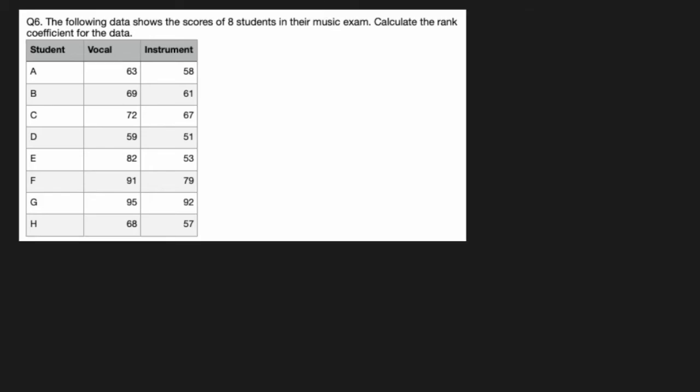Okay, next question. Question number 6. The following data shows the scores of 8 students in their music exam. Calculate Pearson's rank coefficient for the data. So these are the students. These are their scores in vocal and their scores in instrument. So let's give them some rank. Let's label this as X and this as Y. So rank in X. What will that be? So number 1 rank is this. So Rx is 1 here.